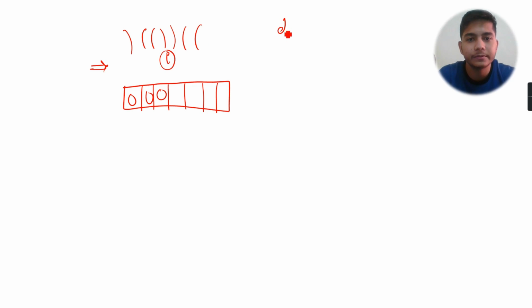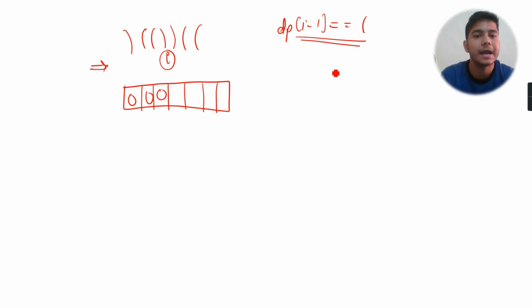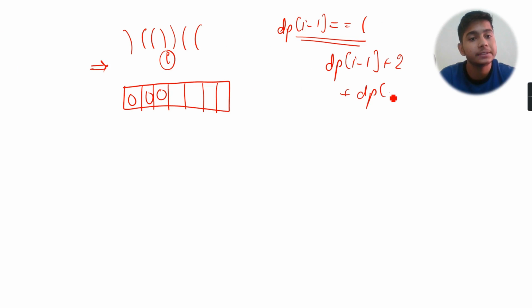Now I'm having I here. Right, so I is here and dp of I minus 1 is equal to this, right? So in this case, what you have to do is dp of I minus 1 plus 2 plus dp of I minus 2, if you remember, right? So in this case, it will be 2.